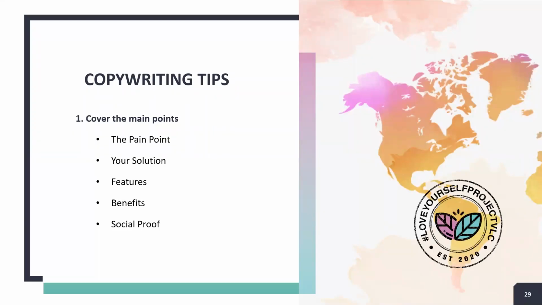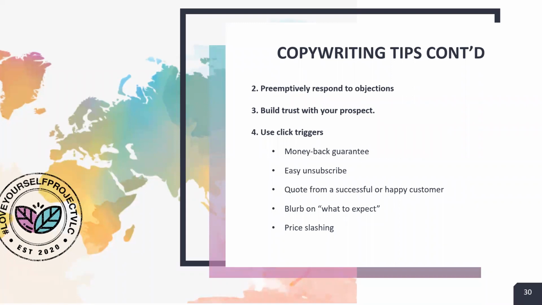So here are some copywriting tips. We cover the main points, which are the pain point, your solution, features, benefit, and social proof. And part 2 is preemptively responding to objections, build trust with your prospect, and use click triggers like money back guarantee, easy unsubscribe, quote from a successful or happy customer, and so on.